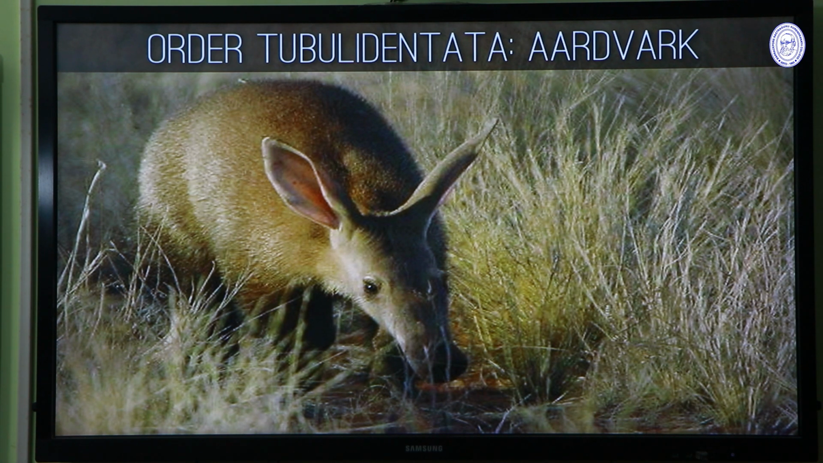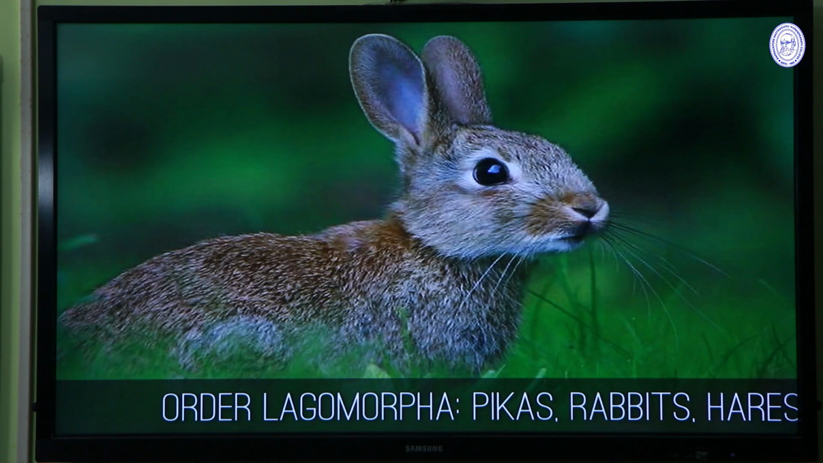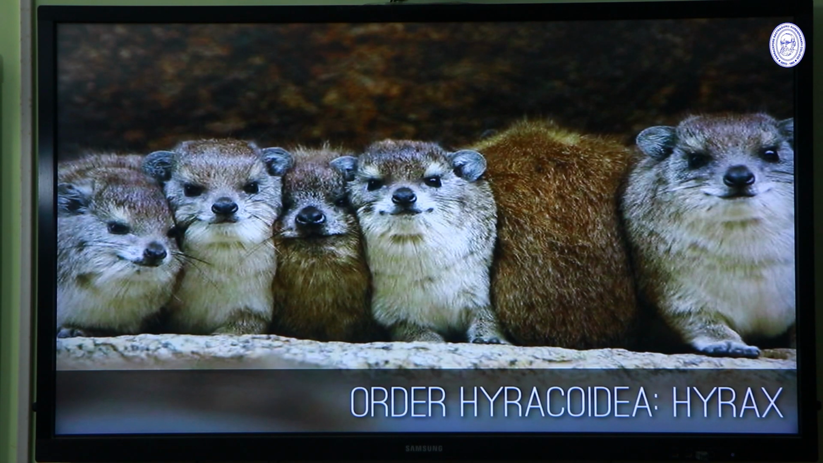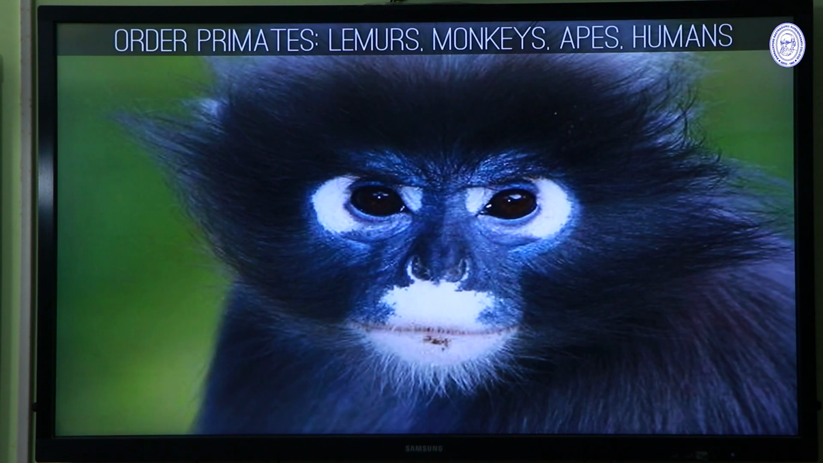This is the order Tubulidentata, for example the aardvark. Order Lagomorpha, all kinds of rabbits and hares are included in this order. Order Rodentia, like rats, mice, guinea pigs. Order Hyracoidea, that is hyrax. And our order, order Primates: all kinds of lemurs, monkeys, apes. We are also apes; humans are included in this order, Primates.